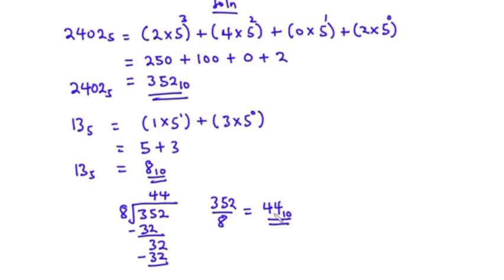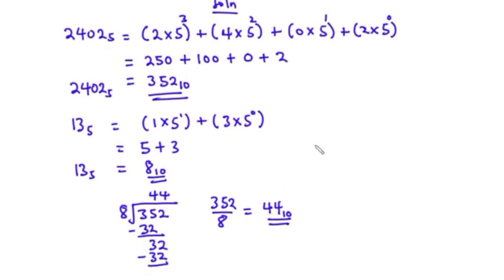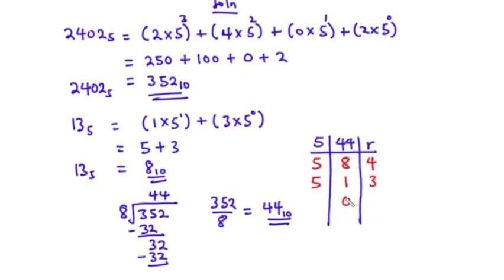Now we need to convert this value back to base 5. To do that, we are going to create a table. That is, we have the base and then the decimal value and the remainder. How many times does 5 go into 44? 5 goes into 44 8 times. 5 times 8 is 40. 44 minus 40 is 4. 5 goes into 8 only once. 5 times 1 is 5. 8 minus 5 is 3. 5 goes into 1 0 times, remainder 1.